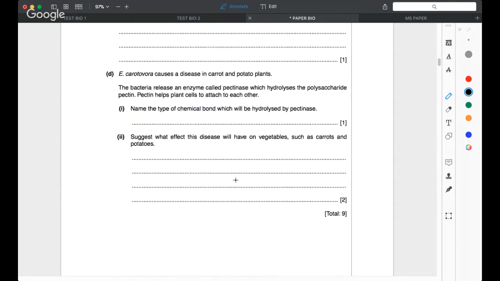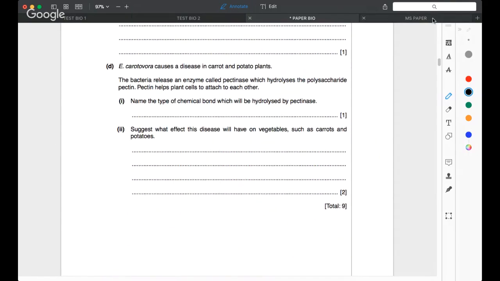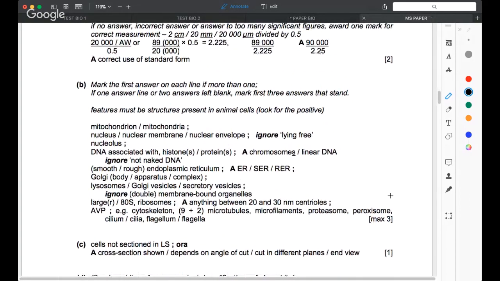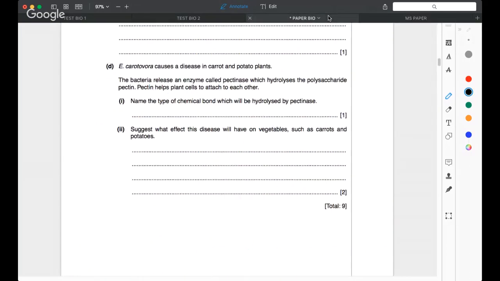Okay. Let's just check the markings here for you. So, good, yeah. Depends on angle cut, cut in different planes, end view. I mean, you could make up some biological explanations as well. The bacteria could have become desiccated in preparation. That's feasible, but it's not the most obvious reason. Yeah. Okay.